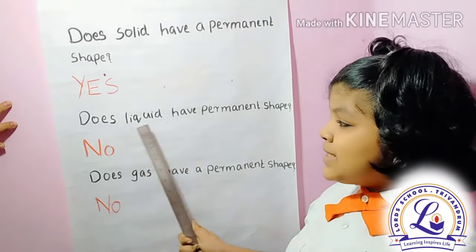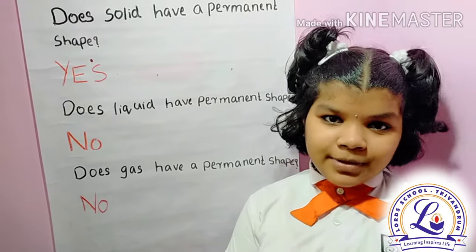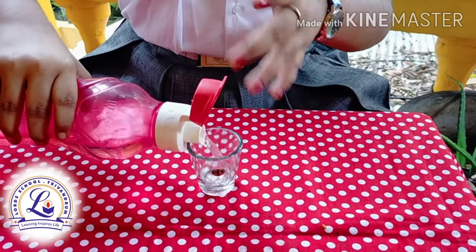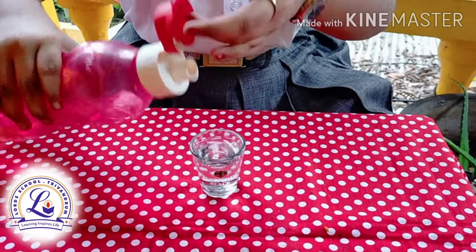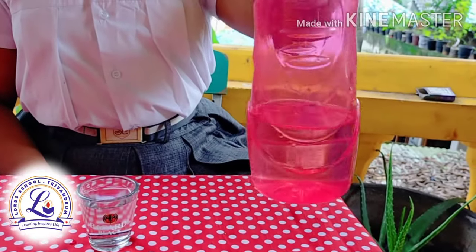Next, does liquid have a permanent shape? No, liquid doesn't have a permanent shape. Let's start with the simplest example which we can understand easily. I will show you an experiment. When I pour this water into this glass, it takes the shape of this glass. Look at this bottle, it has taken the shape of this bottle. This proves that liquid doesn't have a permanent shape.